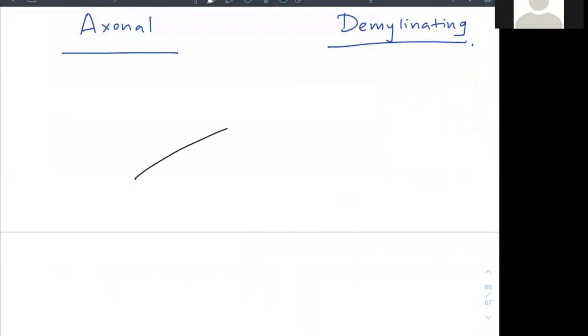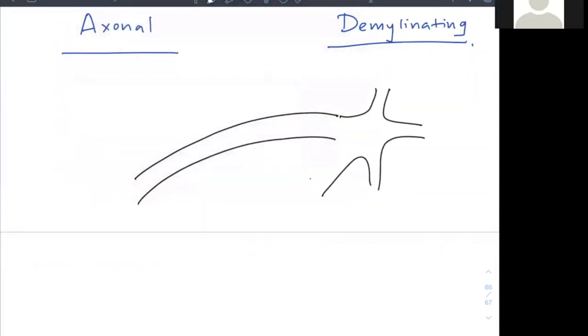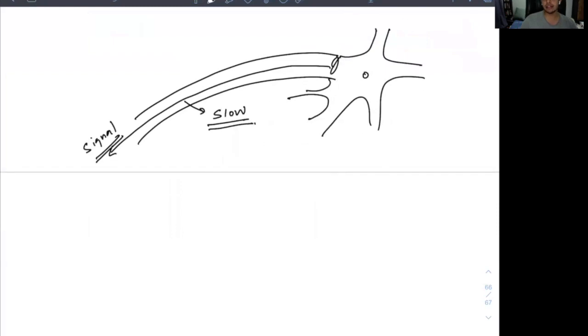So this is the nerve, and this is the cell body of the nerve, and there is an axon impulse that goes down all the way, and it is sending a signal. But the problem is that this signal transmission is very slow. Okay. And there are certain actions in the body that require a much faster transmission.